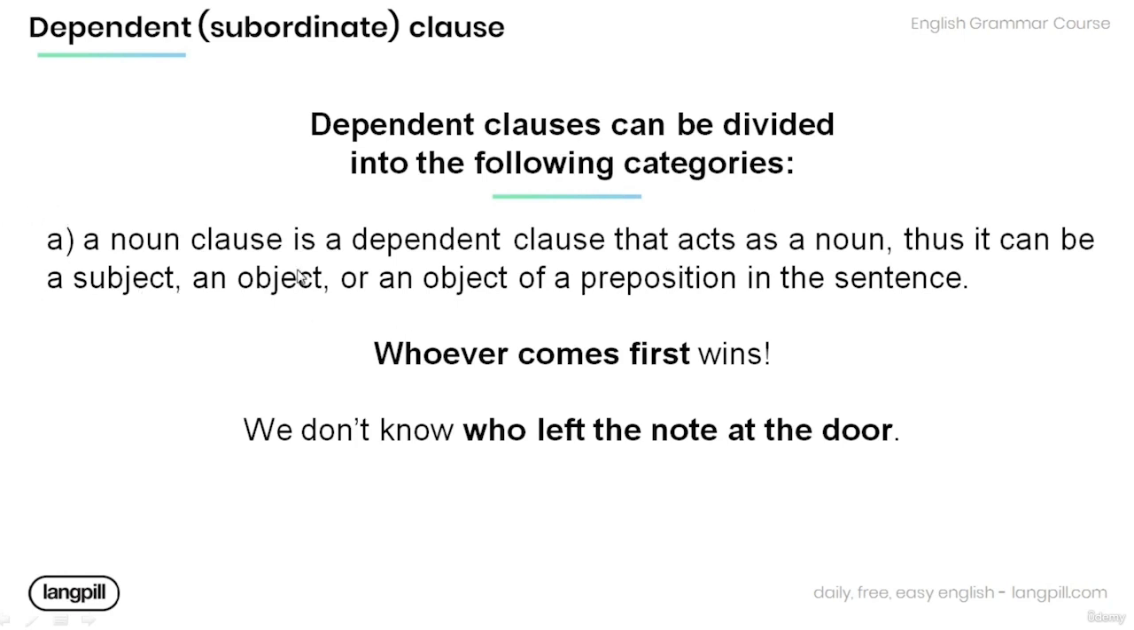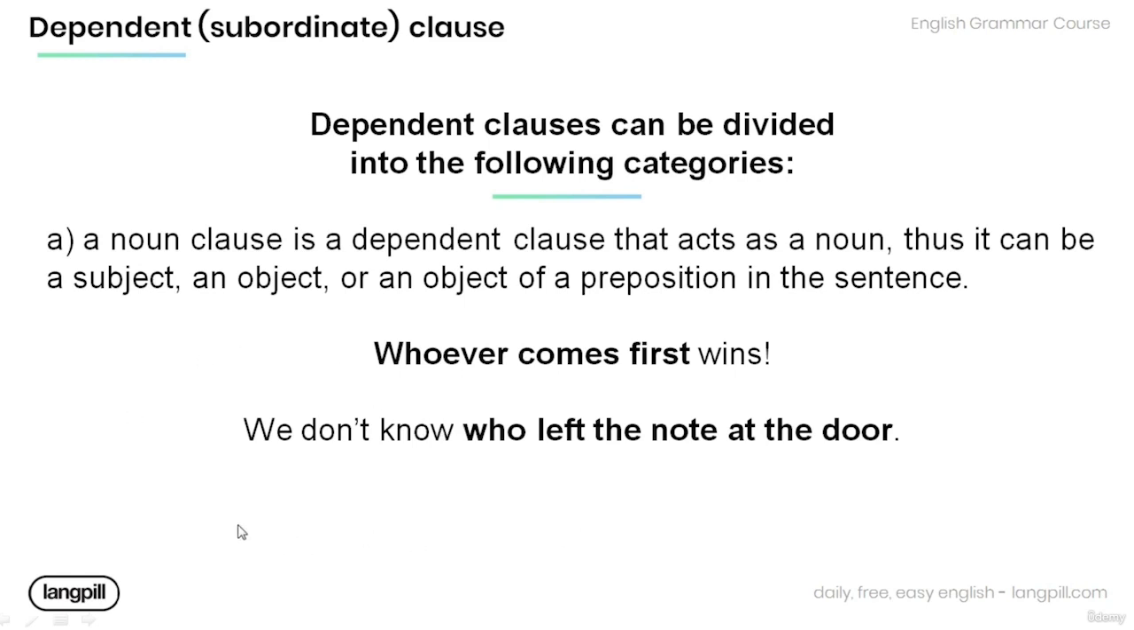A. A noun clause. A noun clause is a dependent clause that acts as a noun. Thus, it can be a subject, an object, or an object of a preposition in a sentence. Have a look at the example over here. Whoever comes first wins. Now, the noun clause in this sentence is "whoever comes first," and note that it acts as the subject of the sentence.